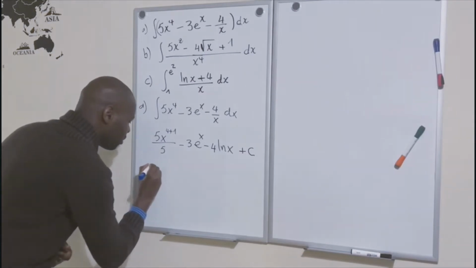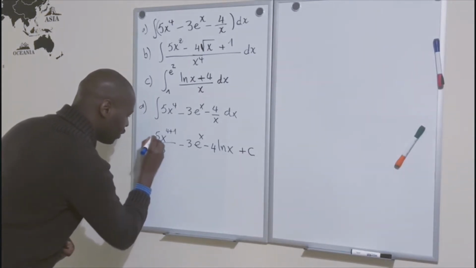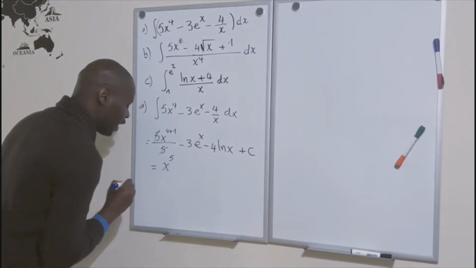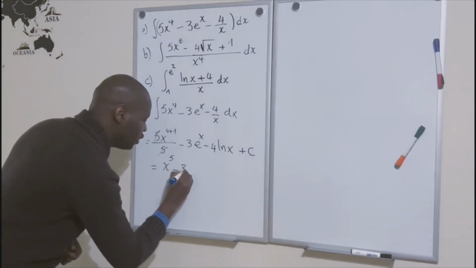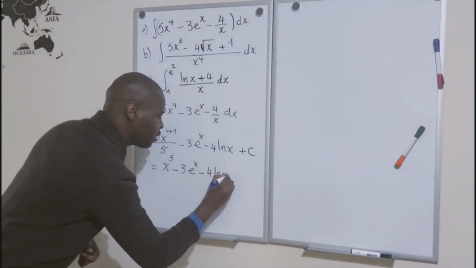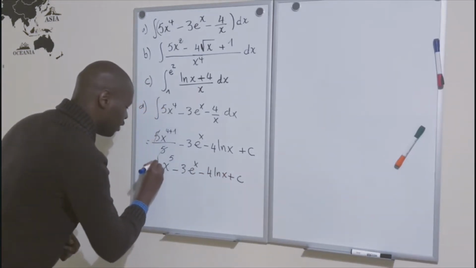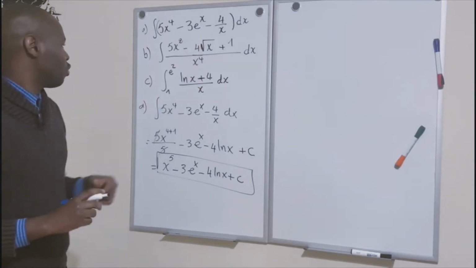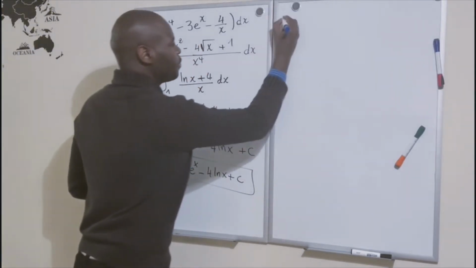So let's go ahead and simplify this. The 5 cancels out, so we have x to the power 5 minus 3e^x minus 4 ln of x plus a constant, and that's it for the first indefinite integral. Now let's go ahead and do the second one, b.